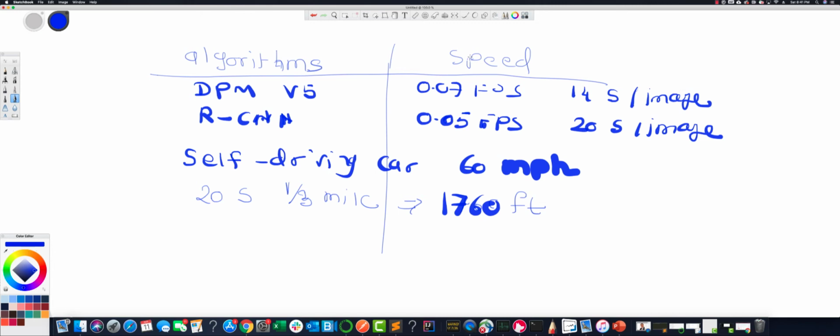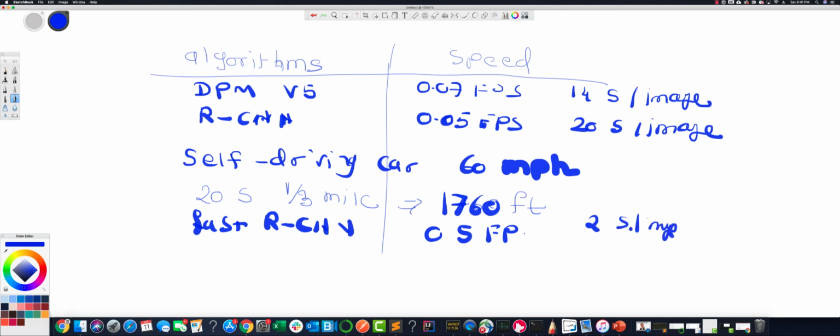Later on, a few more algorithms came, like Fast RCNN. It can detect about 0.5 frames per second and takes about 2 seconds per image, which is still slow because the car still travels 15 to 20 feet. So it's better, but it's still not good enough.